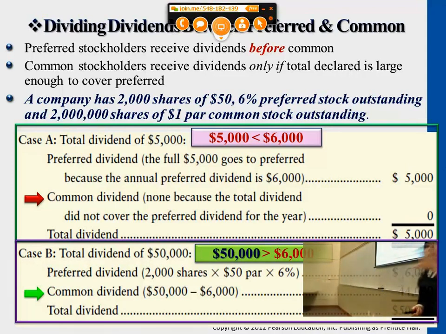Okay, so we always calculate preferred shareholders' rights first. What's the part that they should be receiving, which is based on the dividend rate times face value times the number of shares. So in the second case, assuming all the numbers are the same, again 2,000 shares times 50 times the rate, preferred shareholders should be getting $6,000. Now in this case, if the company is giving $50,000 in total, then $6,000 goes to preferred shareholders, and the remaining $44,000 goes to common shareholders.